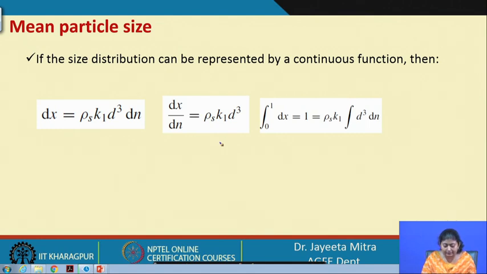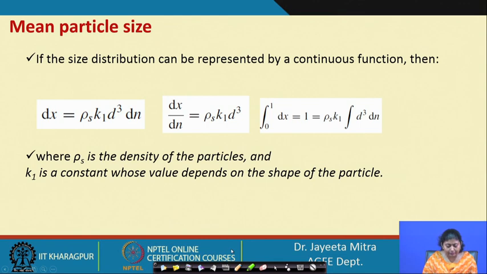and this dx we can now integrate from fraction 0 to 1, when all the fraction will become of that particular size. So, we can write integral 0 to 1 dx equal to rho s k1 into integration d cube dn. So, rho s is the density of the particle, k1 is a constant, and its value depends on the shape of the particle. Okay. So, this is how we can represent the size distribution in a continuous function.